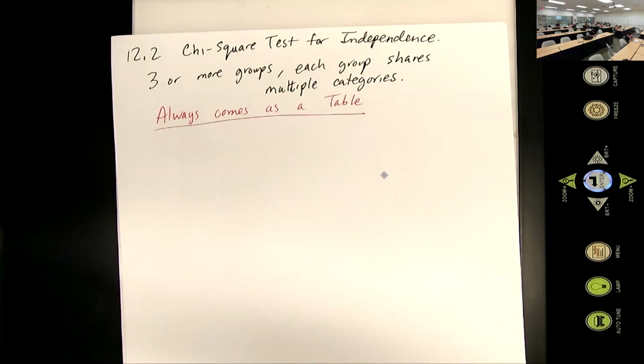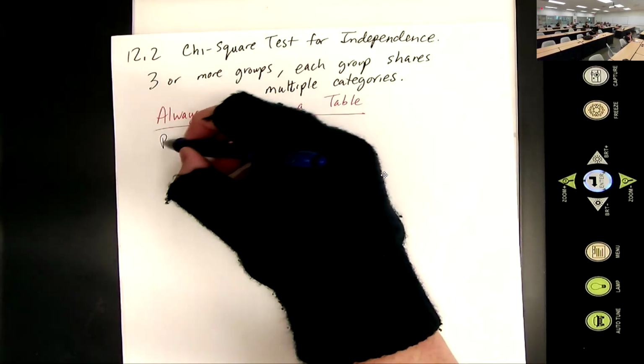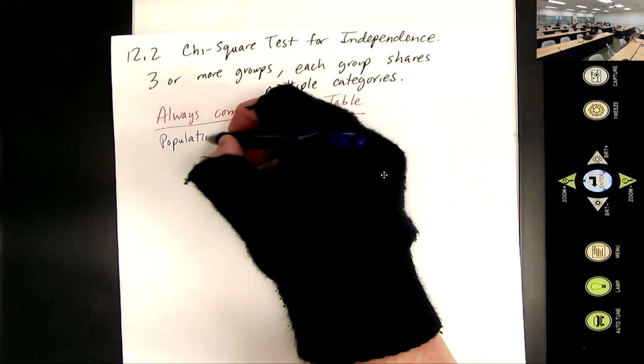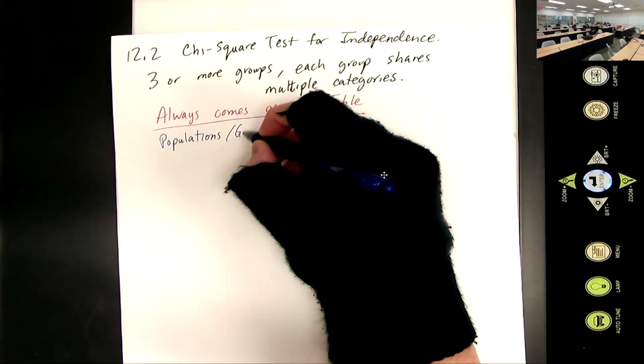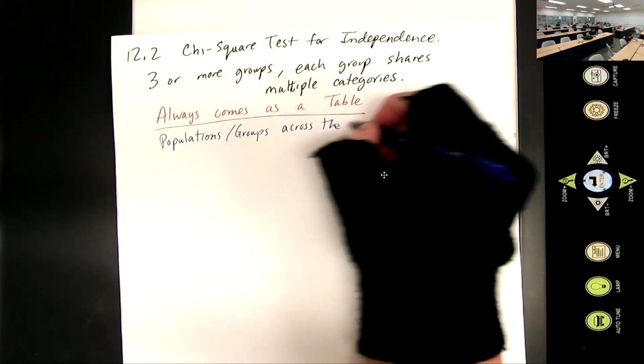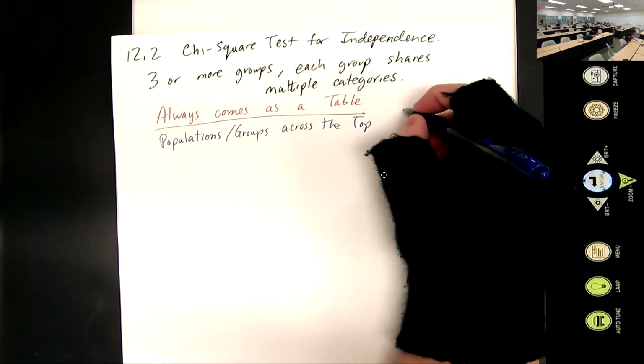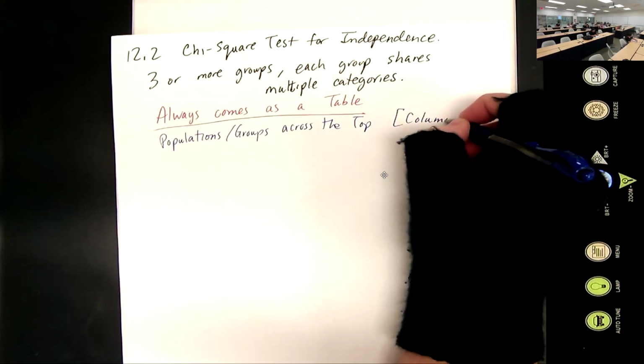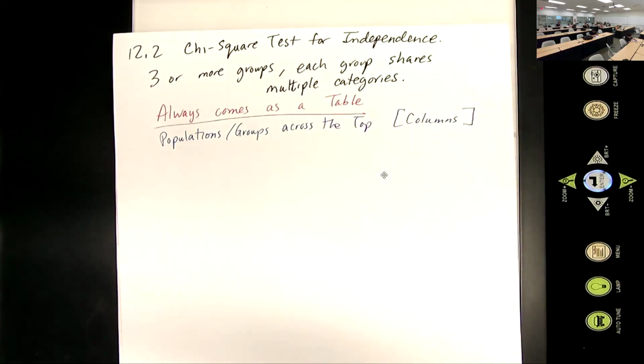And Chapter 13.1, the ANOVA test we'll do next week, also can be written as a table, but it's also one column. Here, we're gonna have more than one column, it's gonna look like a full table. It's the only one with a full table. So we're gonna have our populations or groups across the top, which makes them the columns. You put the names on the top of a column.